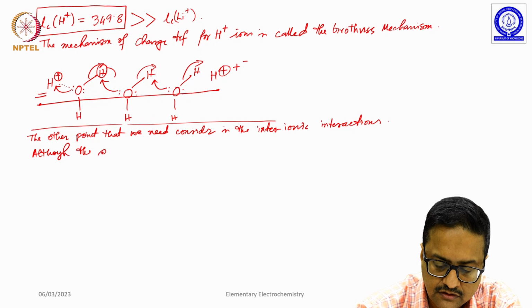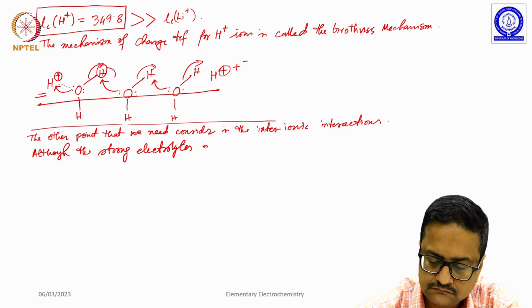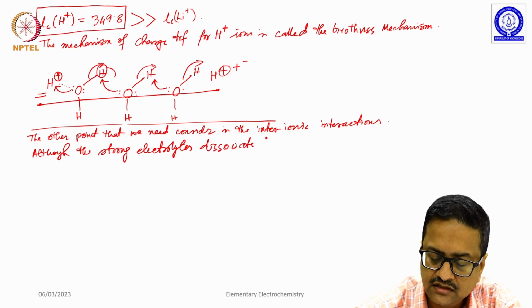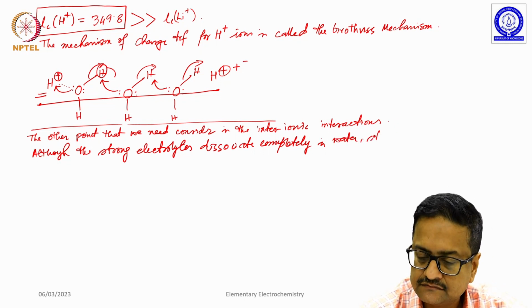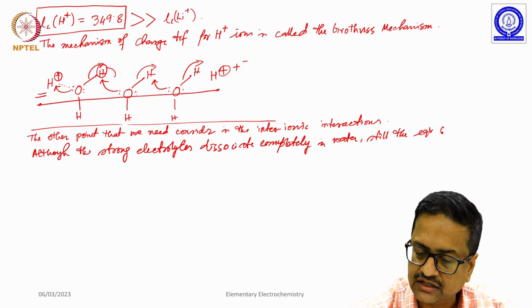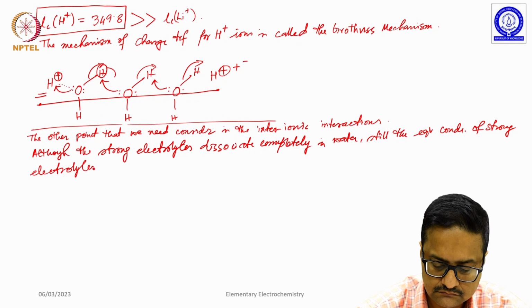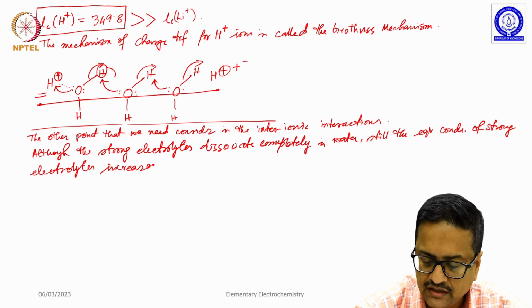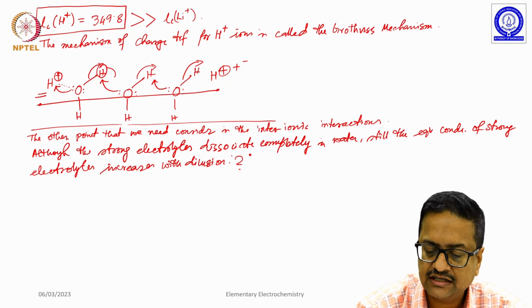Although the strong electrolytes dissociate completely in water, still the equivalent conductance of strong electrolytes increases with dilution. Why does it happen?